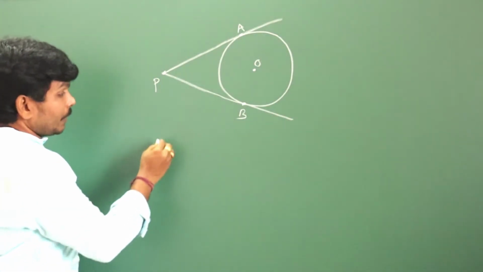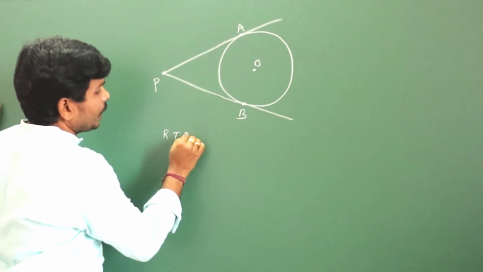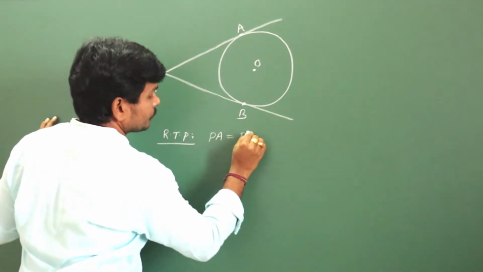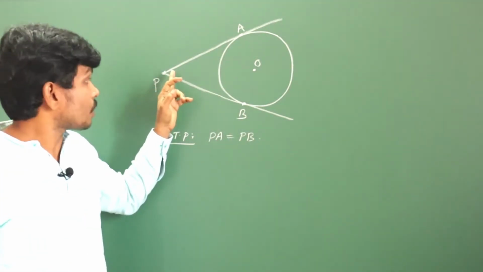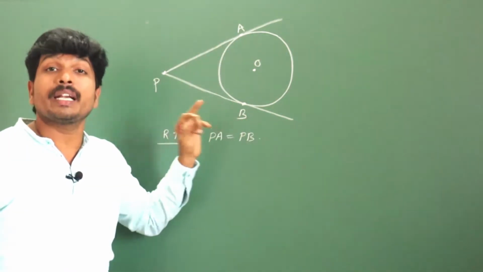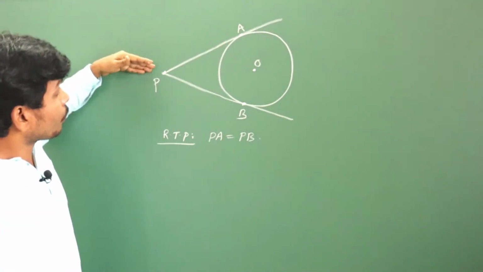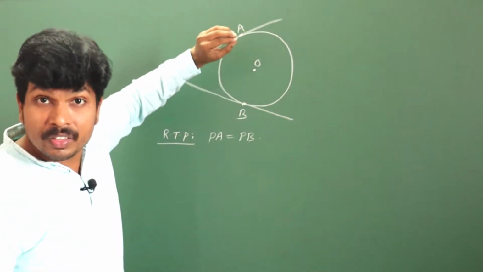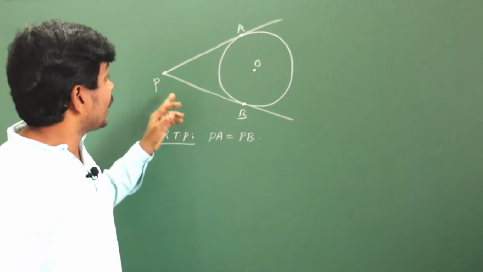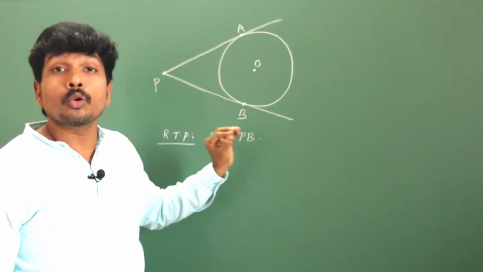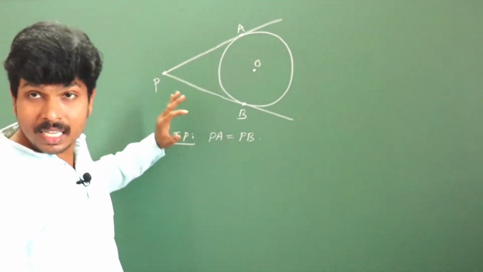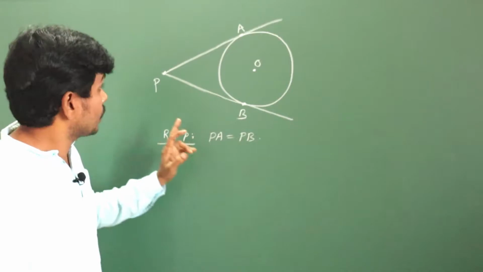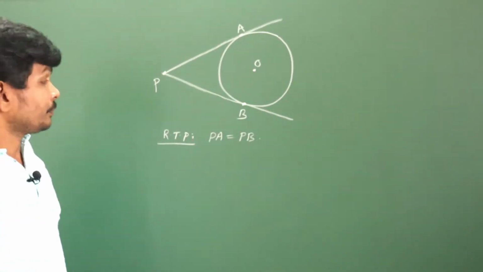Now your RTP is PA is equal to PB. Now you have to prove it. The lengths of the tangents drawn from an external point are equal. Means you have to prove PA is equal to PB. What is given here? It is the circle with center O, that is given. And again PA comma PB are the two tangents given. The two tangents are drawn from an external point. Now our task is, you have to prove PA is equal to PB.